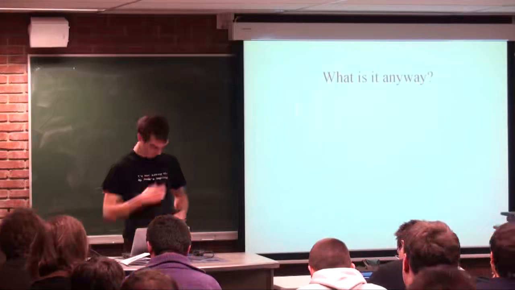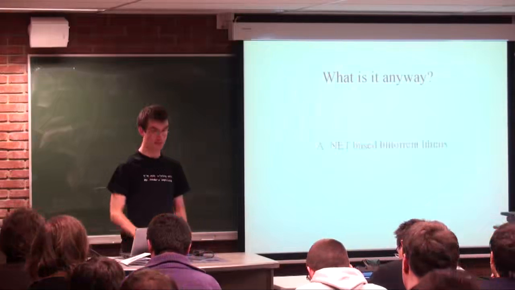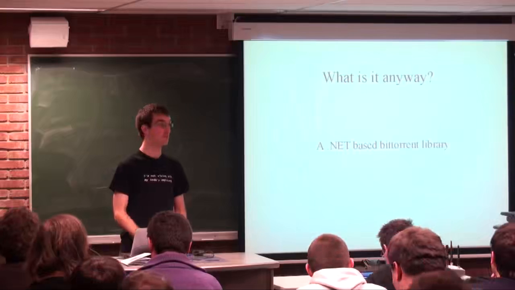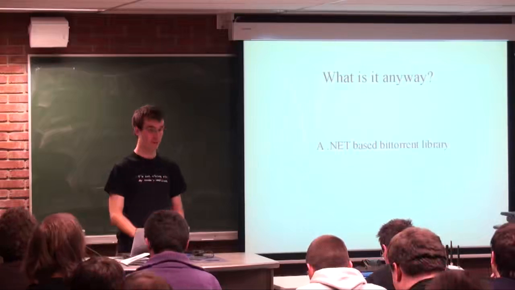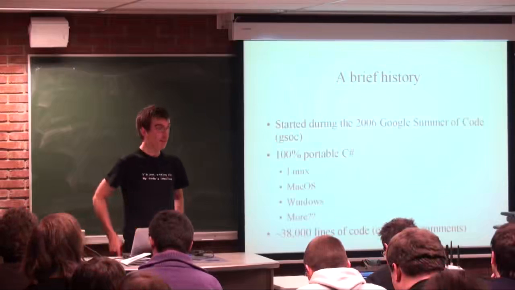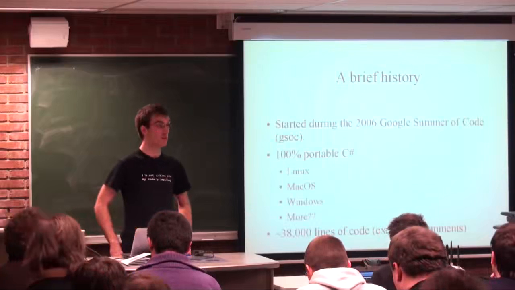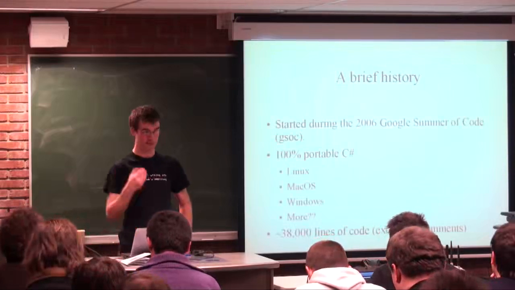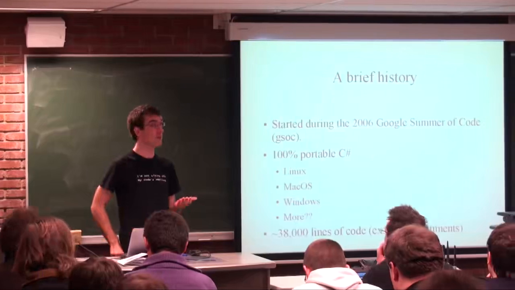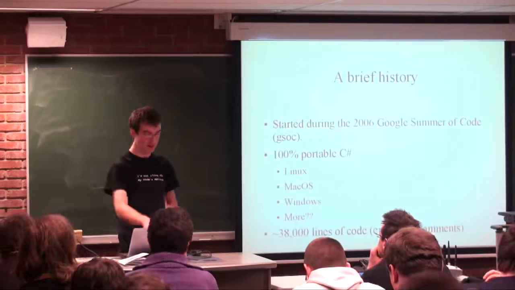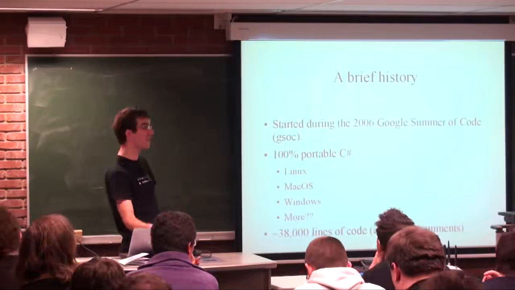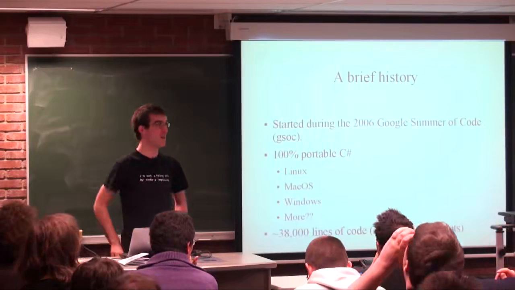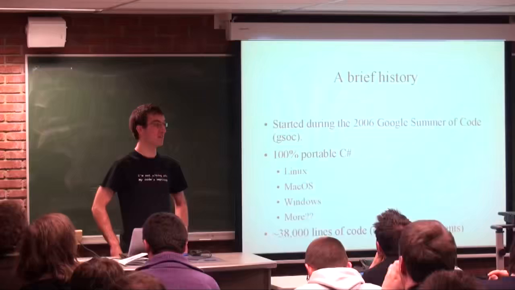So, what is MonoTorrent? It's just a .NET-based BitTorrent library. And just a bit of background info here. It started out in the 2006 Google Summer of Code. As Miguel said, it was 3 months, I think, 10 weeks. And of course, I didn't have everything. There weren't 38,000 lines of code written then. But these days, it's about 38,000 lines of code.